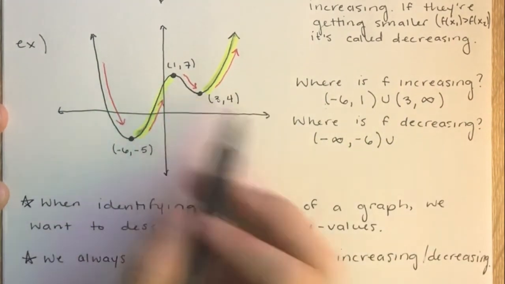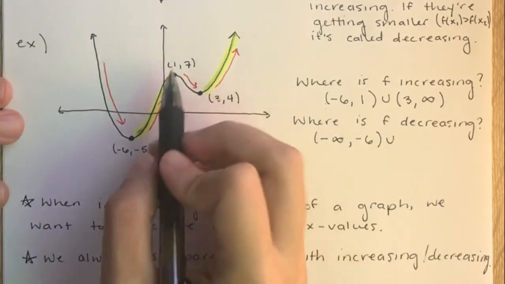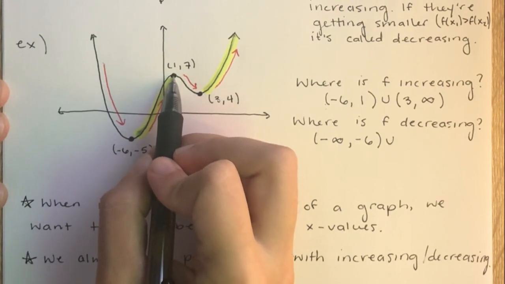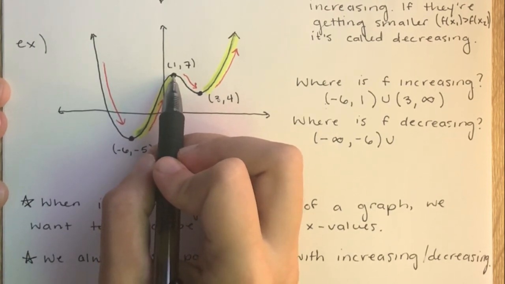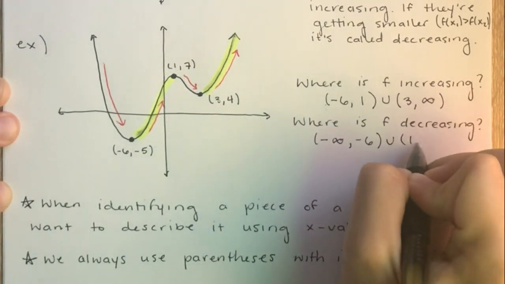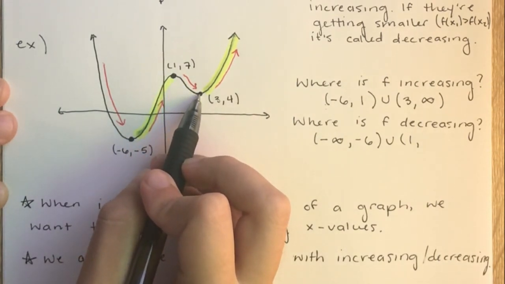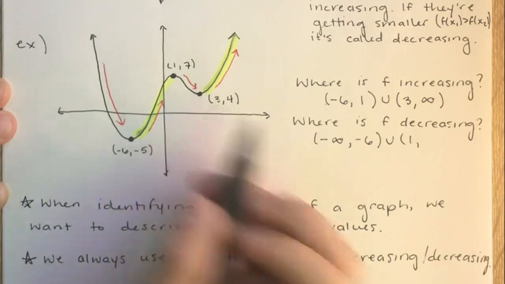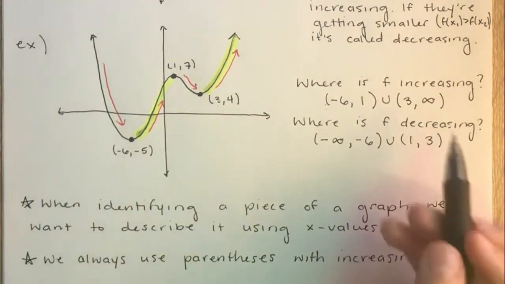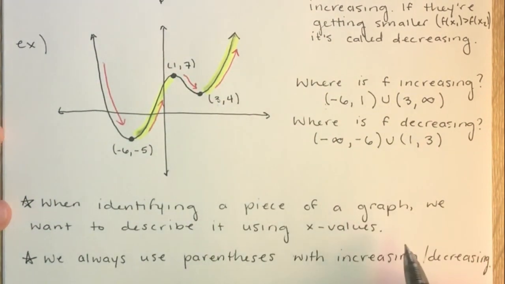And again, we have a second chunk, so we want to name this second interval as well. It starts at this point, which we will identify with its x value, which is 1. And it ends where? This point, with the x value of 3. Great. So these are our intervals where we're increasing and decreasing on this graph.